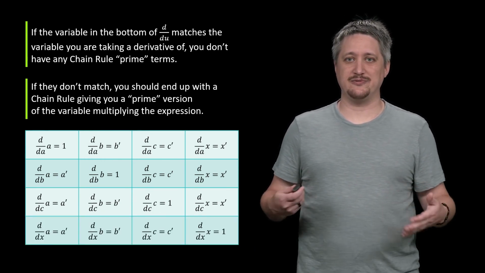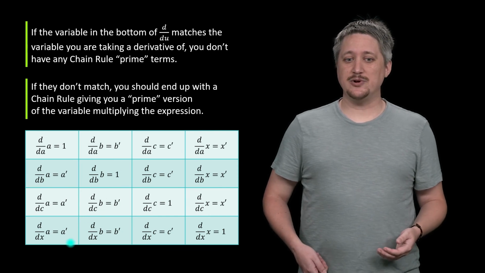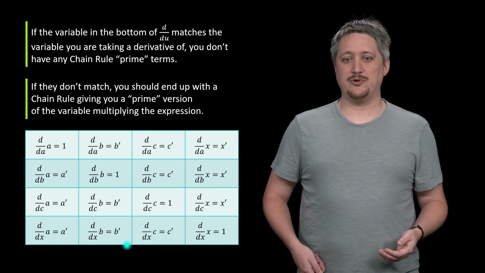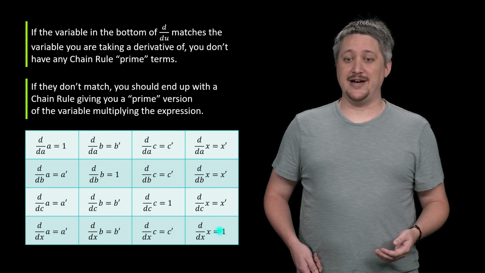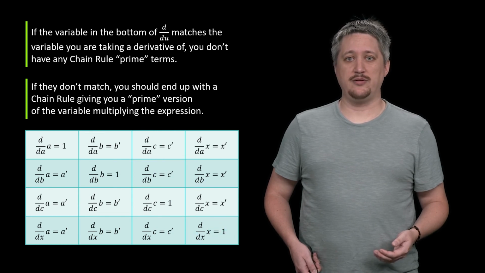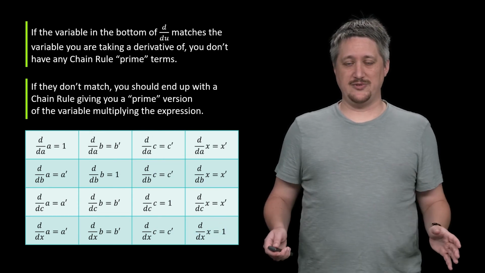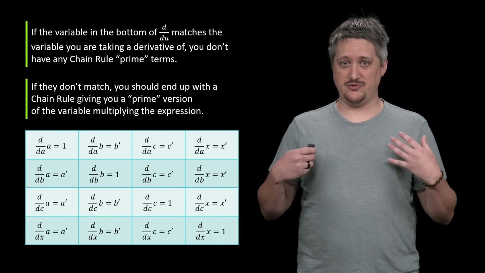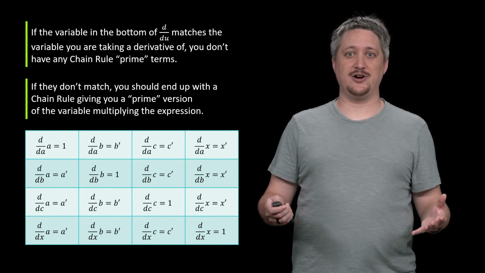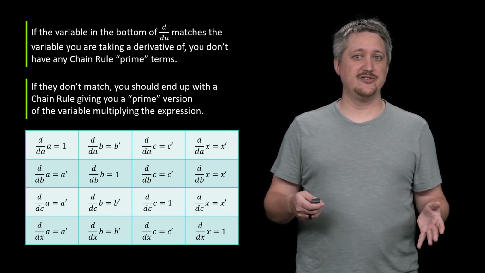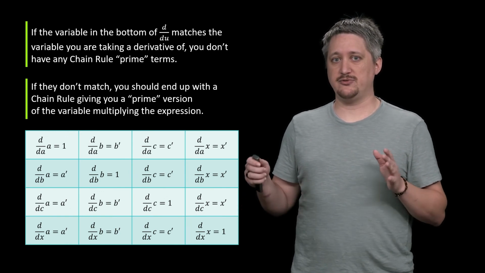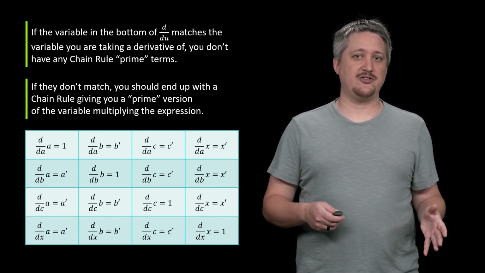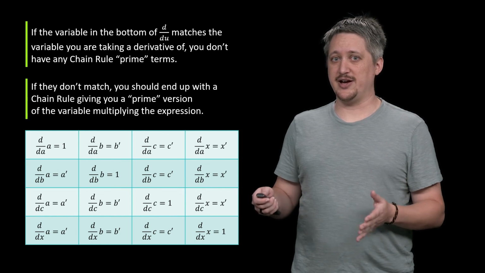And last but not least, if I am doing with respect to x, then I'm going to get a prime, b prime, and c prime, but now those x's match, and so I get 1, right? So all of this comes down to the notation straight up telling you what's going on. It says, okay, if it matches, then no primes, you're fine. If it doesn't match, then you need that prime left over, okay?